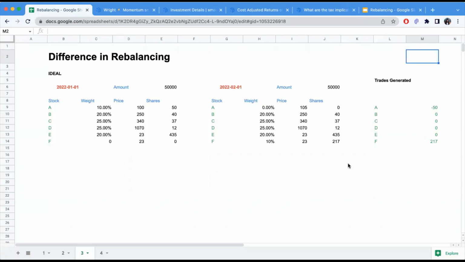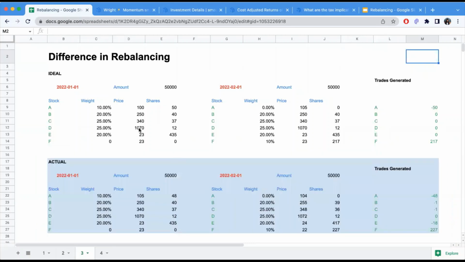A number of queries that we get is that you sent a certain rebalancing update, and you said that only these two stocks are supposed to change. But when I go to rebalance, I see that there are a number of stocks that have actually changed. Why does that happen? So I'll explain that also to you. So this is your ideal case, that we change only A and F, and only trades in A and F are generated.